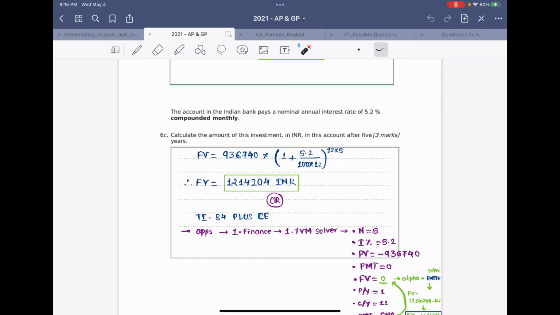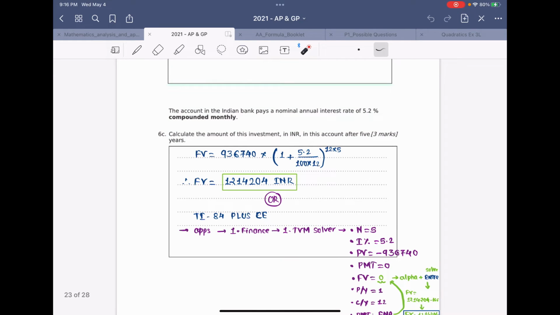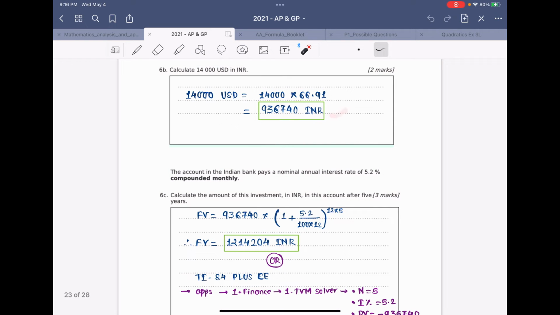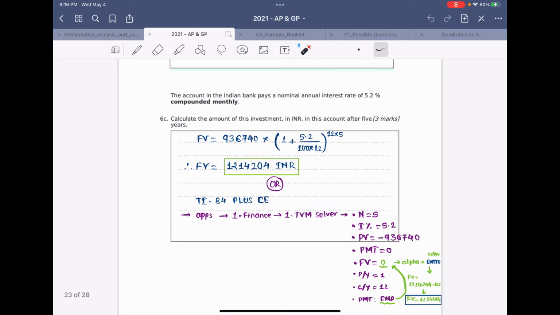Third part, the account in the Indian bank pays a nominal annual interest rate of 5.2% compounded monthly. Calculate the amount of this investment in INR in this account after 5 years. Again, I am using the same formula. Method 1, future value I want to find. Present value is 936740, which we already converted in terms of Indian rupees.